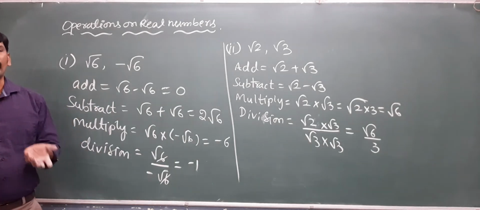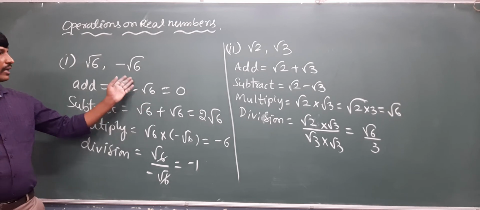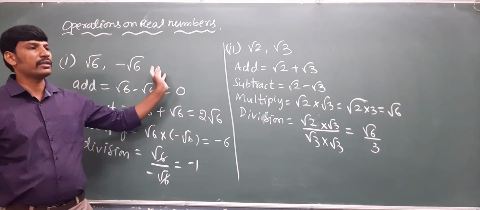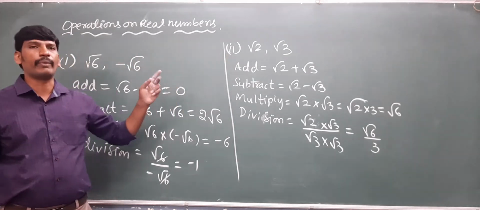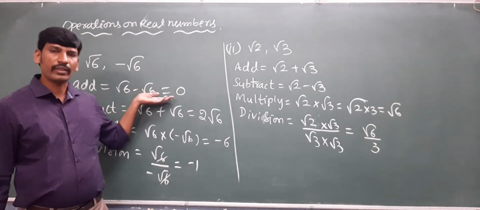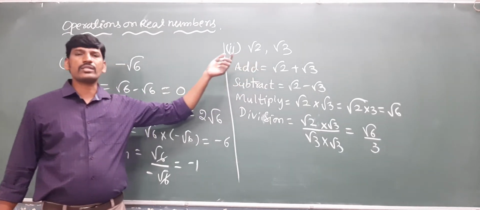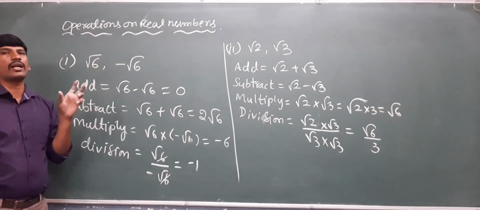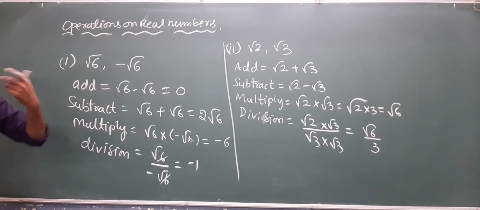May or may not be rational, may or may not be irrational number. This is the example here. Here there are two examples. In both the cases, we are adding two different irrational numbers. In the first case we got 0, that is a rational number. In the second case we got an irrational number. So we cannot say the sum of two irrationals is always rational or irrational, it depends on the condition.